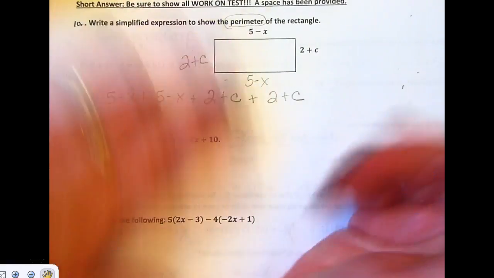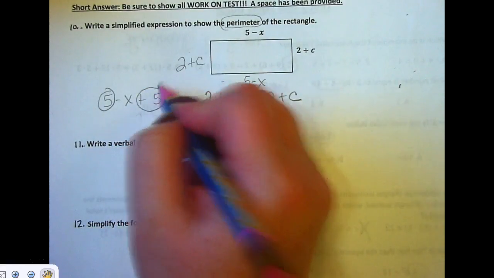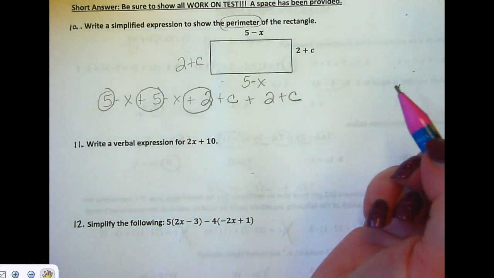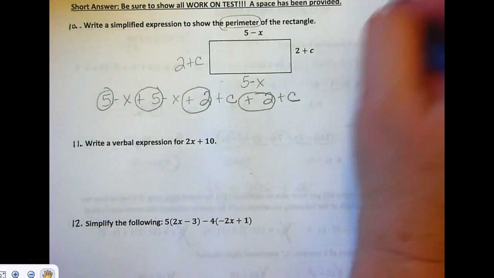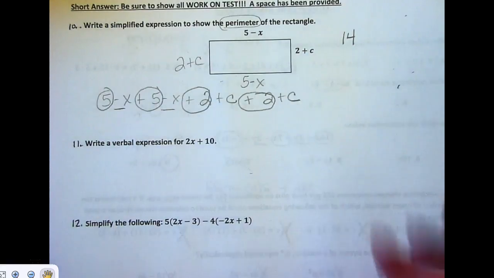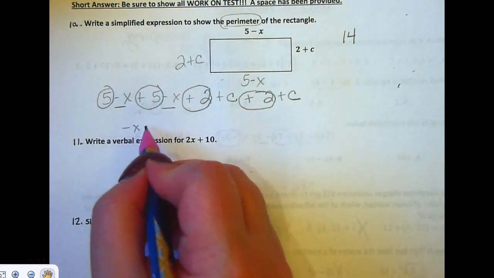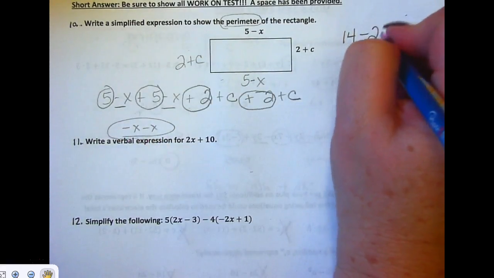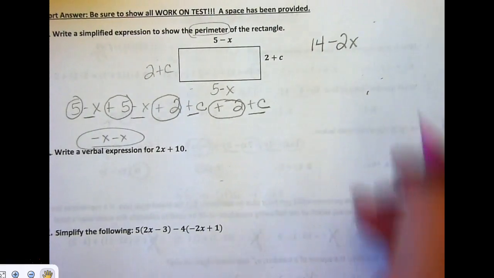Okay, so now combine like terms. 5 plus 5 is 10, plus 2 is 12, plus 2 is 14. A negative x and a negative x. So I have a negative x and a negative x, negative 2x. And then a c plus a c plus 2c.